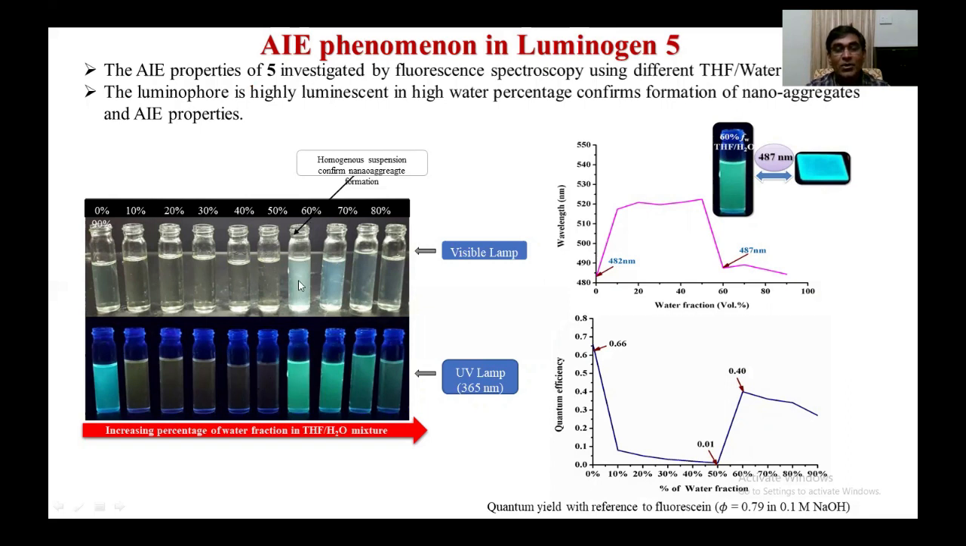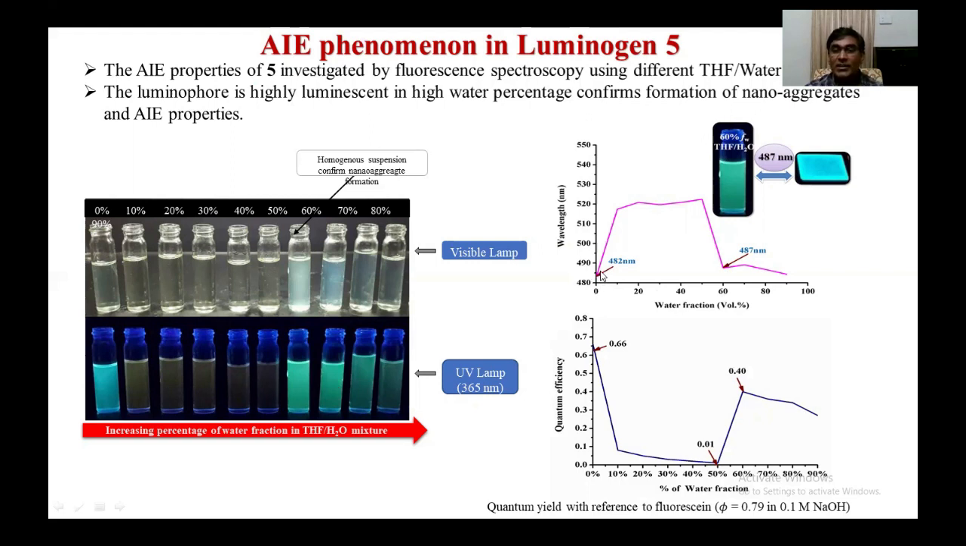You can see here the pictures of the vials in the visible light. You can see here the homogeneous suspension of nano-aggregate formation, and you can see here in the UV light the emission of this molecule in the THF water fraction at 70%. Now you can see here the plots. In THF, this luminescent molecule shows the wavelength 482 nanometer, and you can see the increase in wavelength.